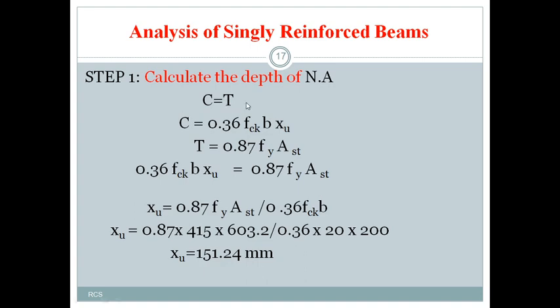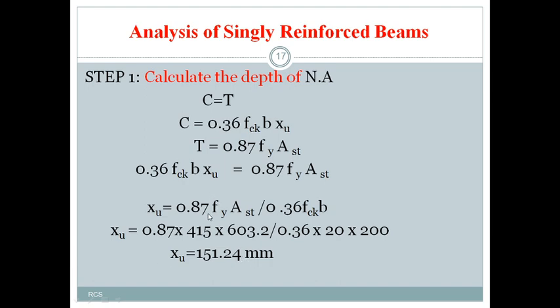The depth of neutral axis can be calculated by equating the compressive force and tensile force. Finally, we will get this formula: Xu is equal to 0.87 Fy AST by 0.36 FCK B. You know what the terms here are? Fy is the yield strength of steel, AST is the area of tension steel, FCK is the characteristic compressive strength of concrete, and B is the width of the beam. If you substitute all those parameters here, we will get the actual depth of neutral axis.